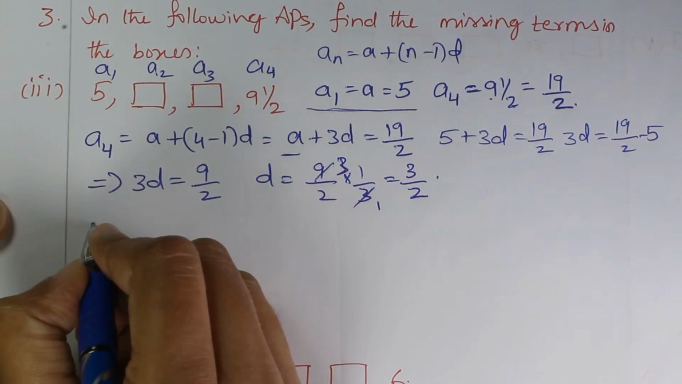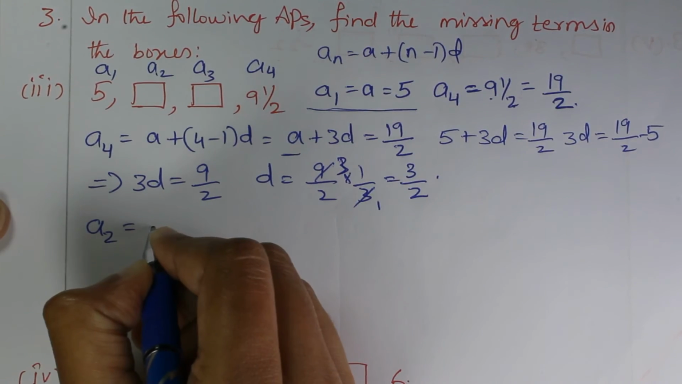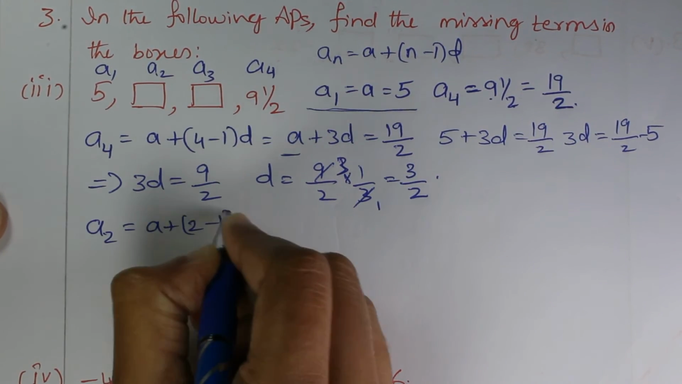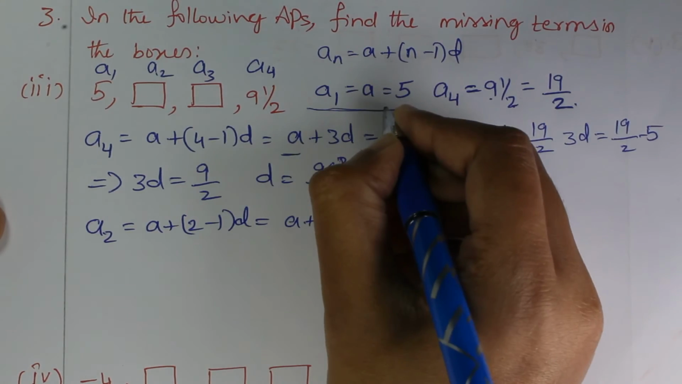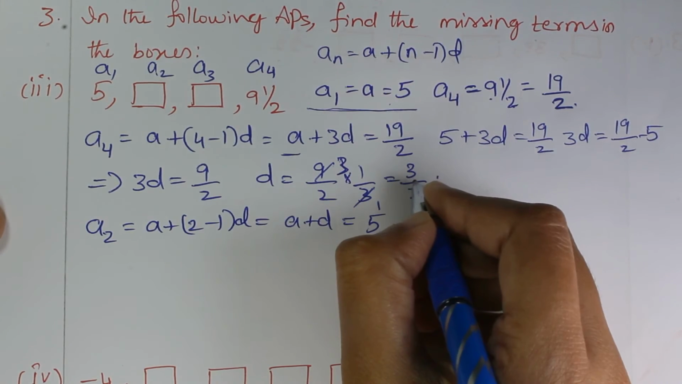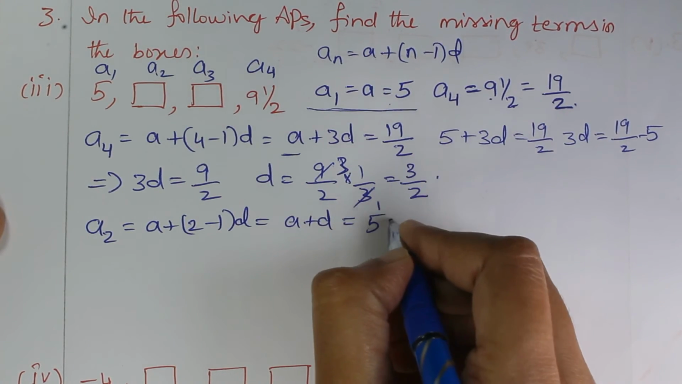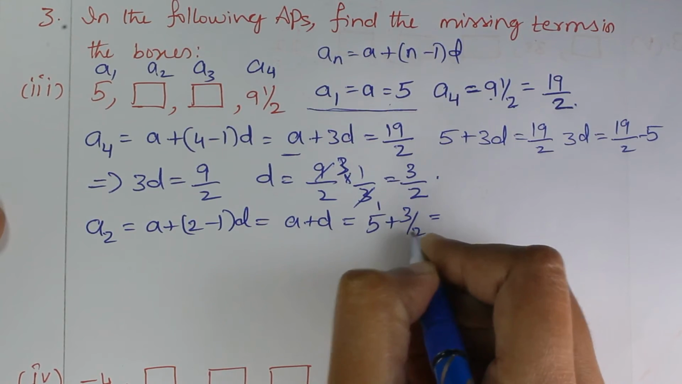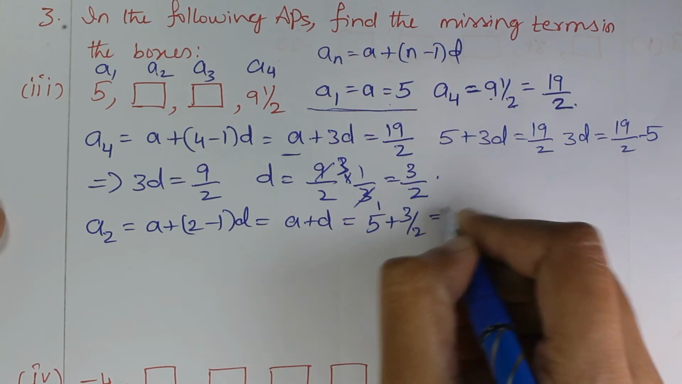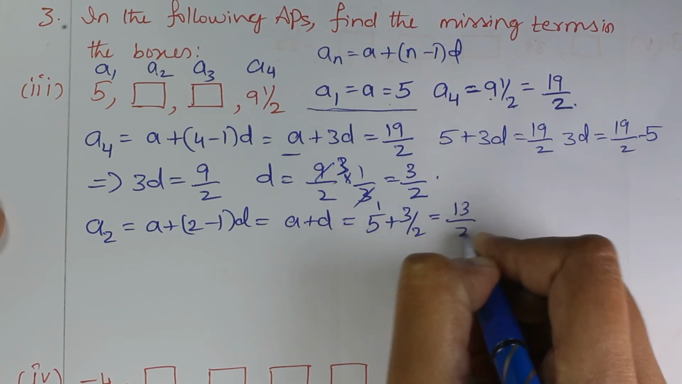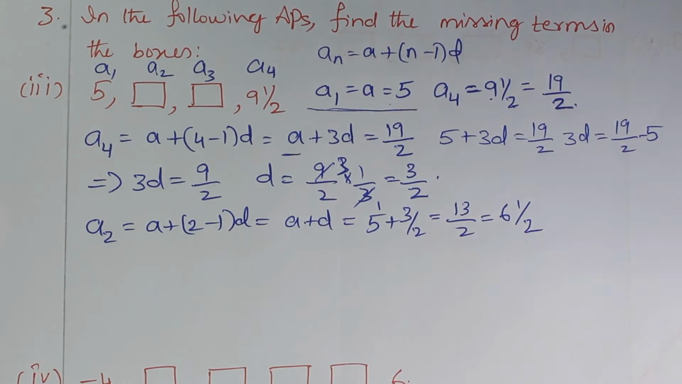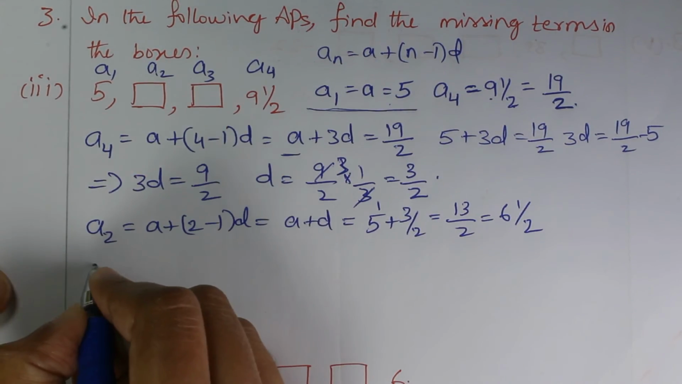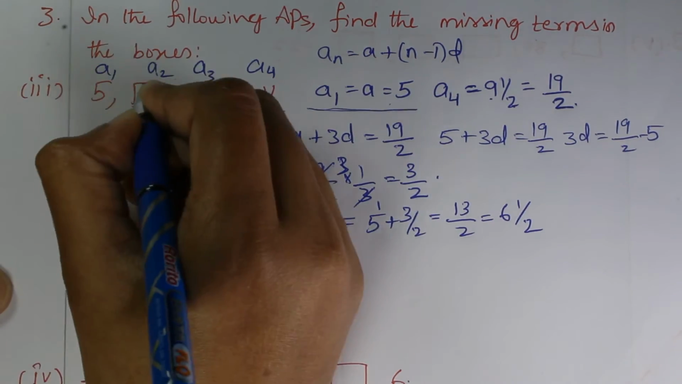Now A2 becomes A2 is equal to a plus (2 minus 1) into d, that is equal to a plus d. So what's the value of a? a is 5, d is 3 by 2. So 5 plus 3 by 2. 5 twos are 10, 10 plus 3, 13 by 2. That is equal to 6 1 by 2. Okay, now A3.